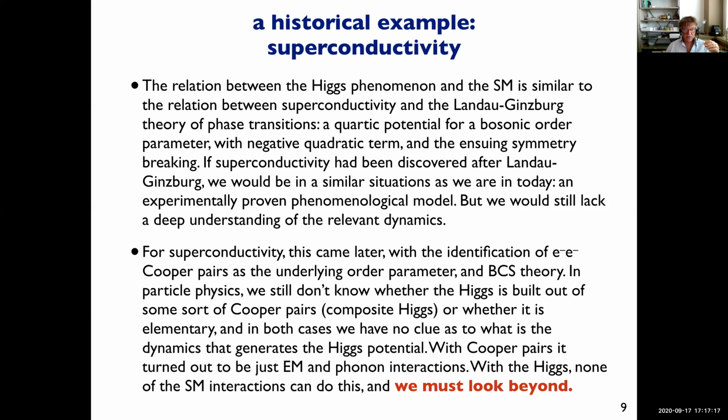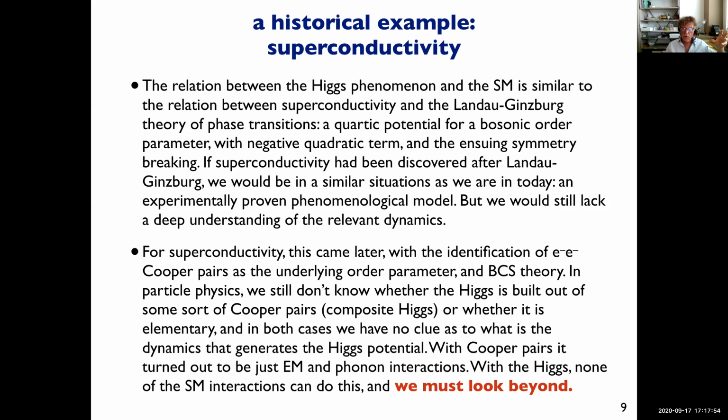In the case of superconductivity, this came several years after, when BCS, Bardeen, Cooper, and Schrieffer understood what was the underlying dynamics. So Cooper identified in electron pairs the underlying order parameter, and the dynamics that leads to this quartic potential follows from first principles, from the interaction of electrons and phonons, according to the rules of electromagnetism and of quantum mechanics. In the case of the Higgs, we cannot do that.